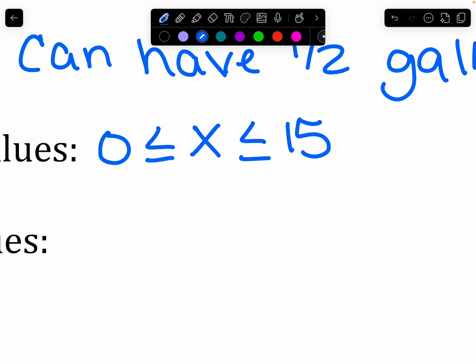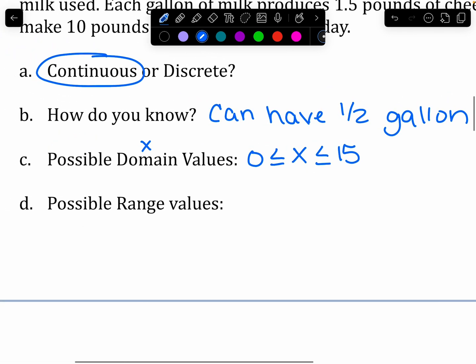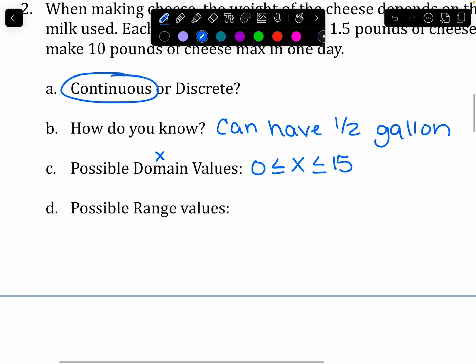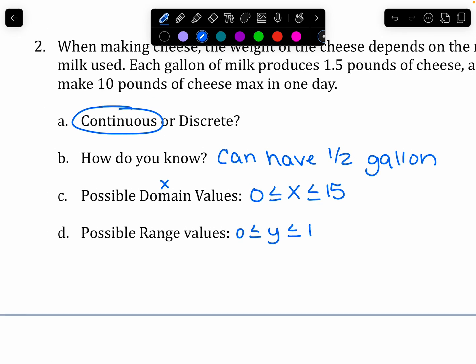So because I have all of these different, pretty much infinite options when it comes to the gallons of milk, and I can't list them individually, I'm going to use this compound inequality, okay? Now, the range values are going to work very similarly. Again, I'm going to start at 0, and that represents the amount of cheese I have. And then the maximum amount of cheese that I can have is 10, because it tells me that.